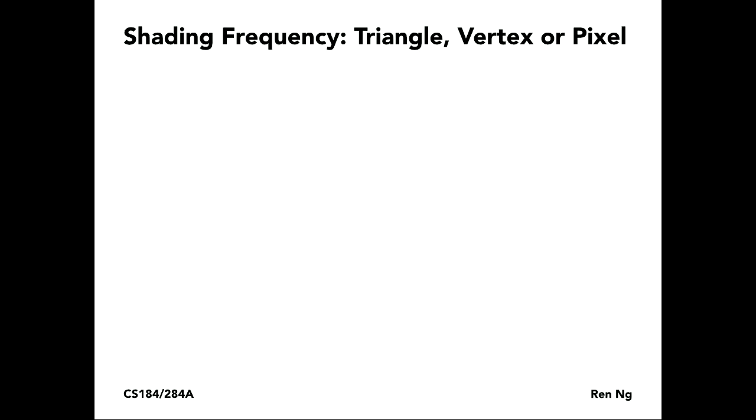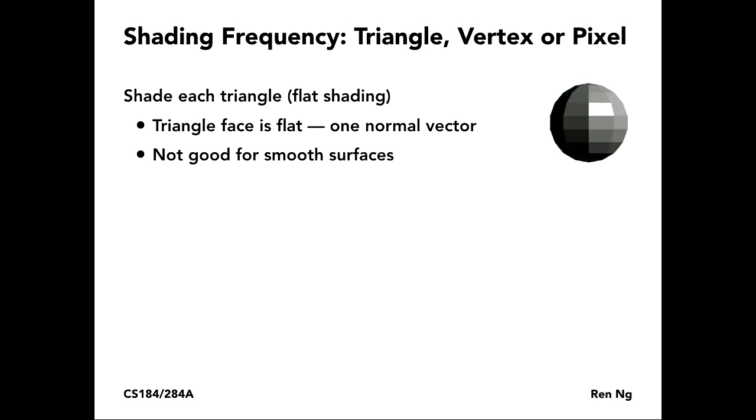So what are some frequencies over which we can do this based on the current architecture we have for this graphics pipeline? Well, one thing is we can just shade each triangle. This we call flat shading. It's also called Gouraud shading, okay?